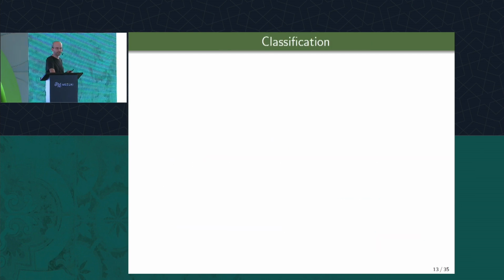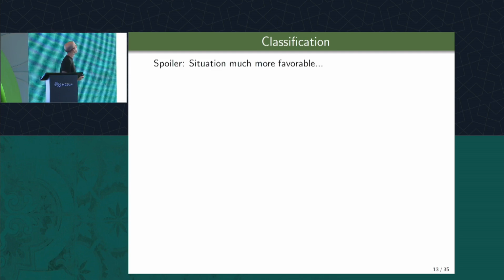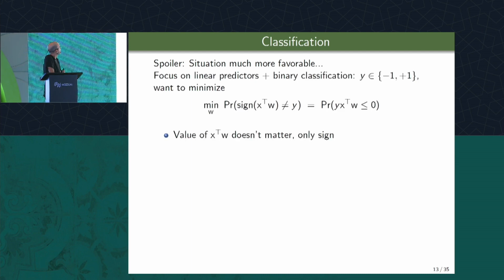Okay, that was about regression, where things look a little bit pessimistic. What about classification? Things are going to be relatively more favorable and more optimistic when we switch from regression to classification. So again, we're going to focus on linear predictors and binary classification, where of course our goal is to minimize misclassification error, the probability that y times x transpose w is non-positive. And classification is more robust in the sense that we don't really need to make x transpose w equal some real value y. We just need the sign to be correct.